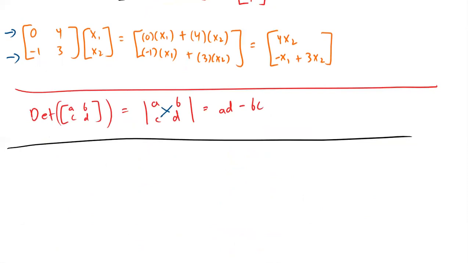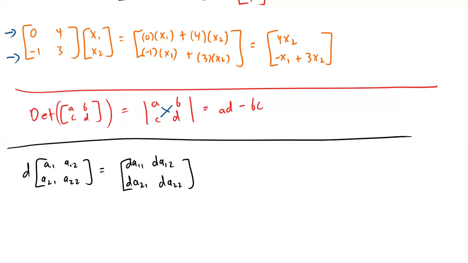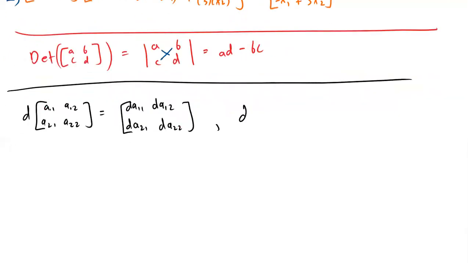If we have a constant, let's call it D, times a matrix A11, A12, A21, A22, this is just the matrix where you multiply each entry by D. So D A11, D A12, D, oops, sorry, I forgot to write this, D A21, D A22, right? And the same for a vector, where D is a constant.